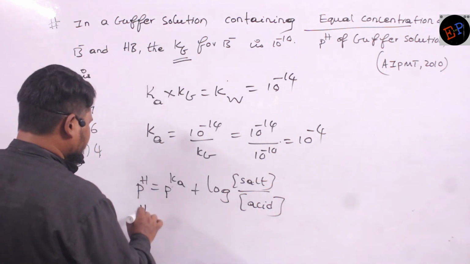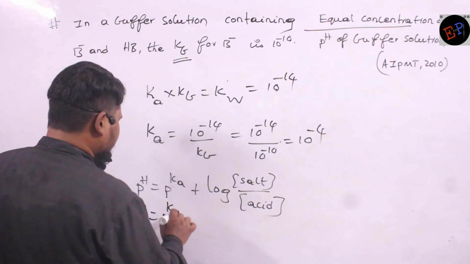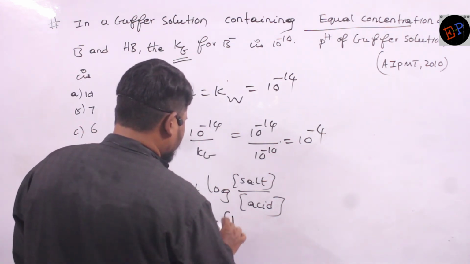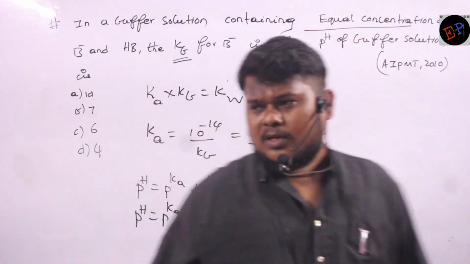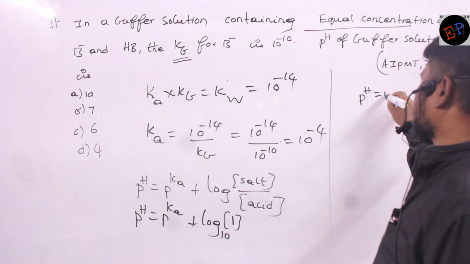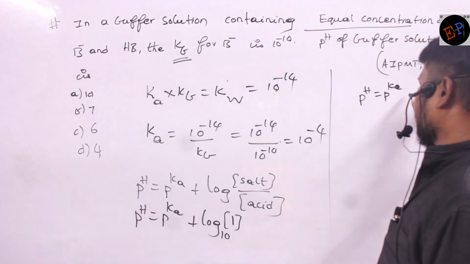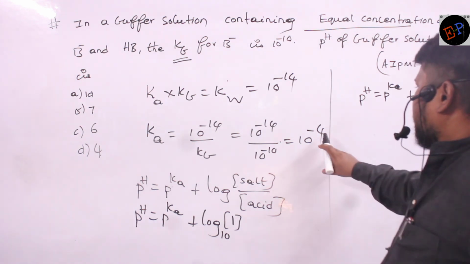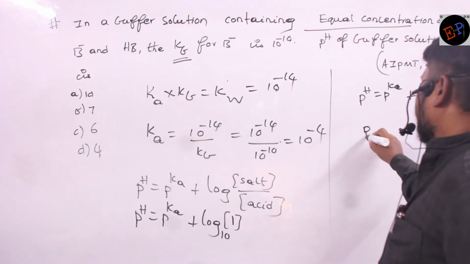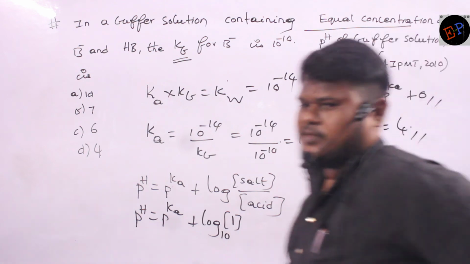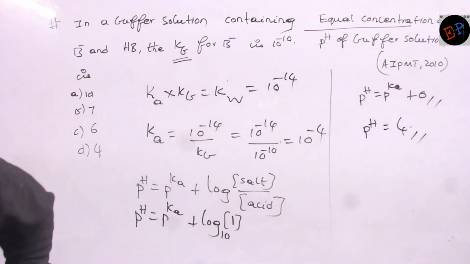So therefore, pH value is pKa plus log of 1 to the base 10. So log 1 to the base 10 is 0. So pH is equal to pKa plus 0. Okay. So what is the pKa value? It is 4, since Ka is 10 power minus 4. So therefore pH value is 4. That is our answer. Are you able to understand? Okay.